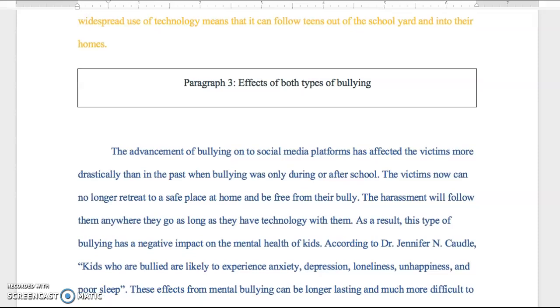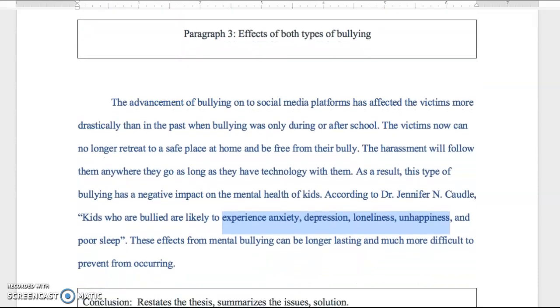So physical bullying in the past was very dangerous, and there were tons of kids that had lifetime scars. Social media bullying is far worse because it doesn't just infiltrate an hour of your day, it infiltrates your whole being and into the night and anytime you pick up your phone. But regardless of the type of bullying, the effects of bullying are consistent. That research shows kids who are bullied experience anxiety, depression, loneliness, unhappiness, and poor sleep. So they give a little bit of information.